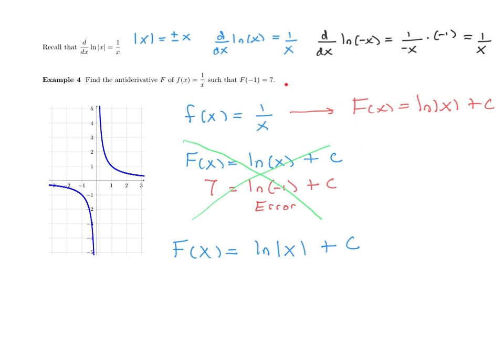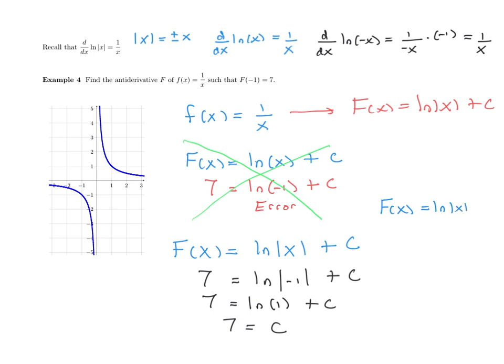Written this way, we're now allowed to actually use this information in this equation. I'll put 7 in place of F of x, and I'll put -1 in place of this x. We get the following. 7 is equal to the natural log of the absolute value of -1 plus c. And we can take the absolute value of -1, that's just +1, and the natural log of 1 is 0. And that means c is equal to 7. So the final answer to this problem, the antiderivative we want, is the natural log of the absolute value of x plus 7, and that is it for this problem.